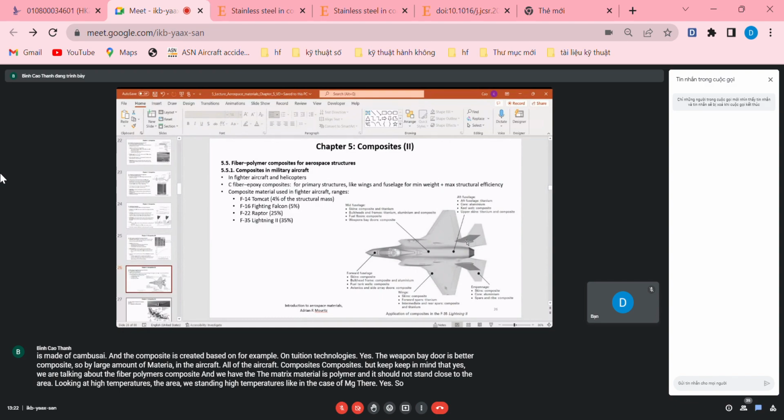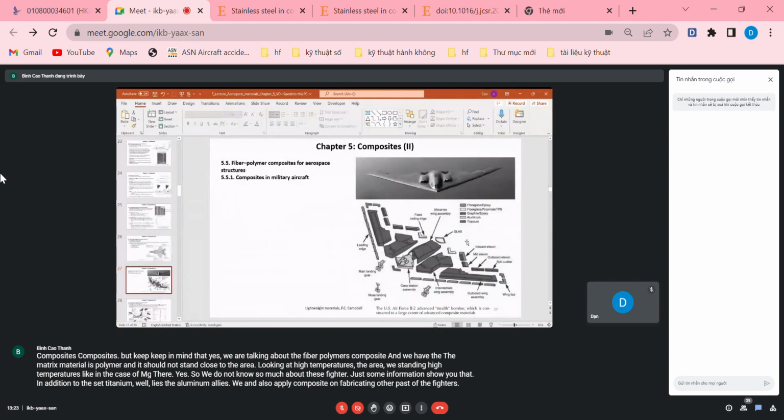We do not know so much about this fighter. This is just some information to show you that in addition to titanium alloys and aluminum alloys, we can also apply composite to fabricating other parts of the fighters.